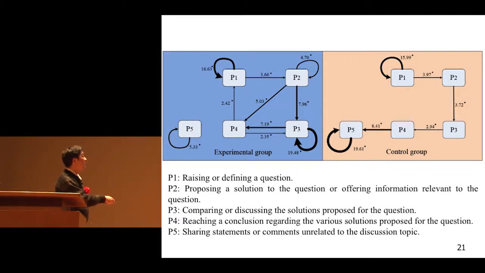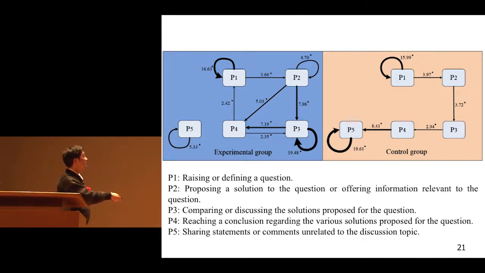P2 means propose a solution, right? When someone raises a question, they try to propose an answer. In the experiment group, when someone raises a question, they keep proposing different answers, but that did not happen in the control group. Also, when they propose many answers, they try to go to P4. They try to reach a conclusion.